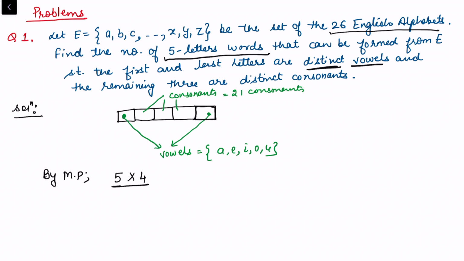As it is asked in the question, we need to place distinct vowels. So 5 choices are available for the first position and 4 choices are available for the last place. This is for the vowels, multiplied by the consonants. Now in the second position, when you want to fill this box from the consonants, there are 21 consonants available.